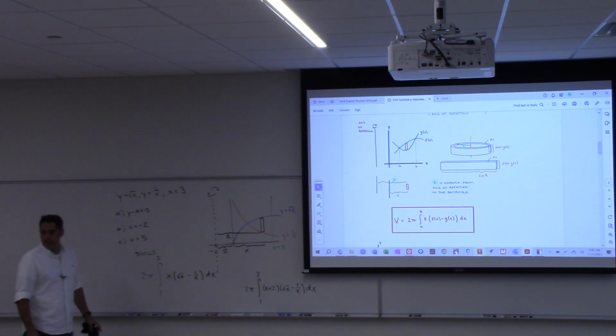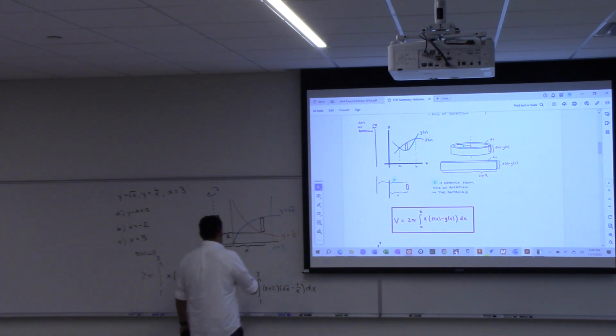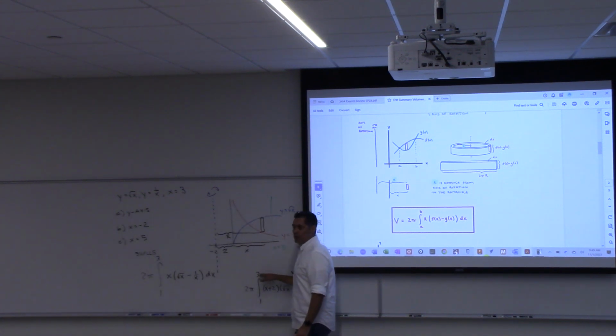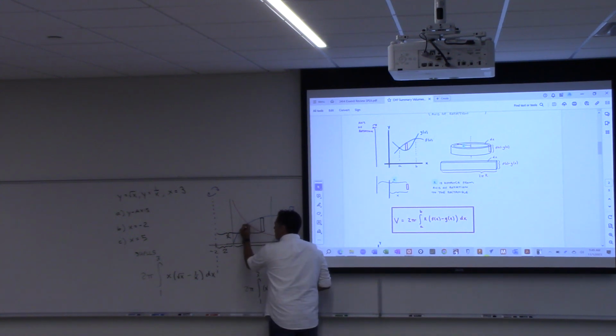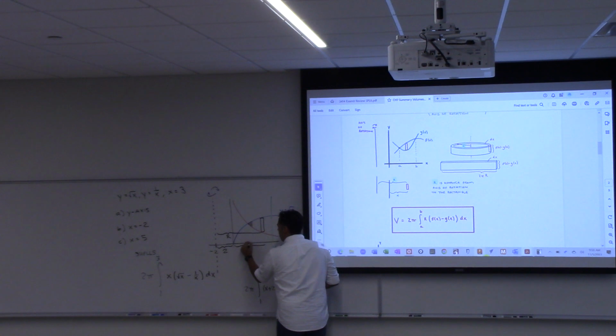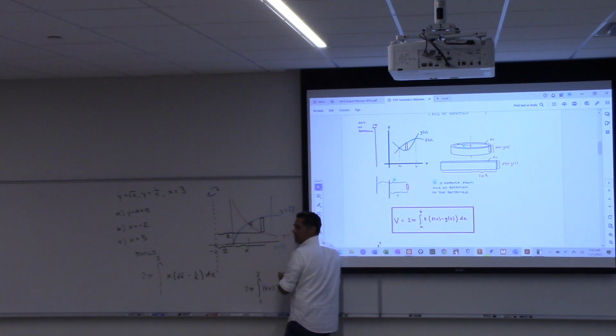Why would 1 to 3 not change? Because remember, the 1 to 3 is just telling you where you're going to let your rectangle move through, right? Your rectangle is going to start where they hit each other, right? You're going to have really infinitesimally small rectangles, and then as you move to the right, they're just going to move across, right? Where's it going to start? At 1. Where does it stop? At 3. That doesn't change.